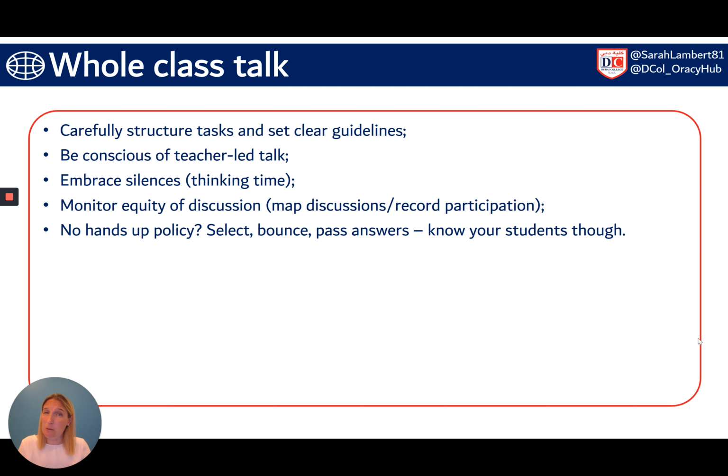I have a no hands up policy in my Key Stage 3 classrooms. If I want hands up, I actually say, put your hand up. Otherwise, I keep hands down. And cold calling, some people don't like it, and you do have to know your students.